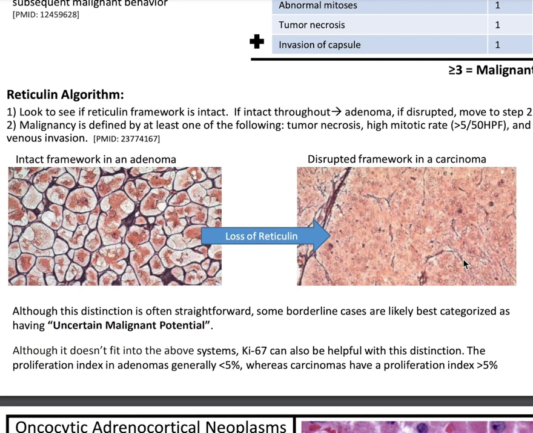Although this distinction is often straightforward, some borderline cases are likely best categorized as having uncertain malignant potential. And although it doesn't fit into the above systems of the Weiss criteria, the modified Weiss criteria, or the reticulin algorithm, Ki-67 can also be helpful with this distinction. The proliferation index in adenomas is generally less than 5%, whereas carcinomas have a proliferation index greater than 5%.